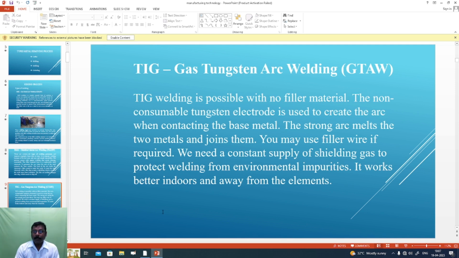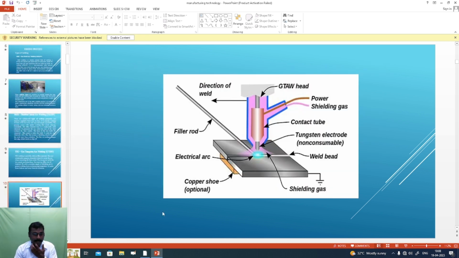We need a constant supply of shielding gas to protect the weld from environmental impurities. It works better indoors and away from the elements. This is the diagram of the TIG welding.